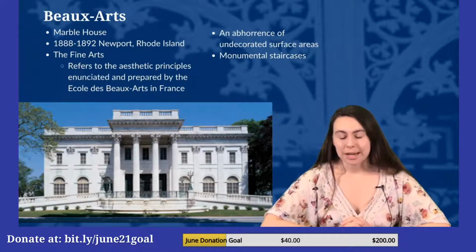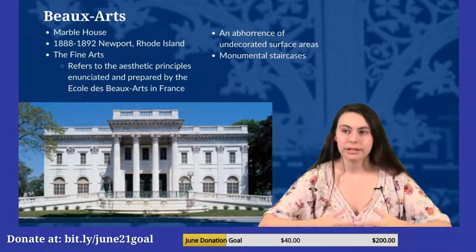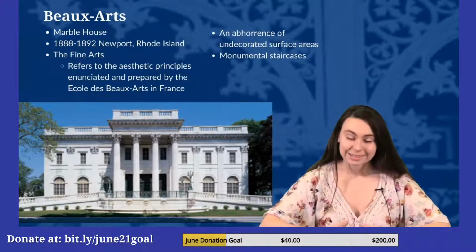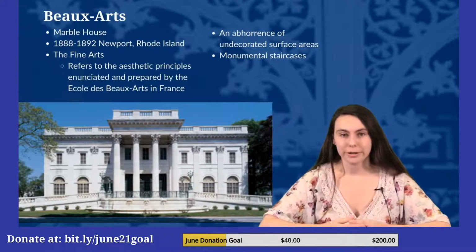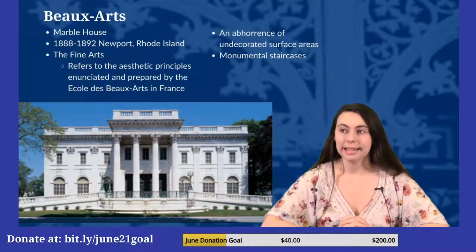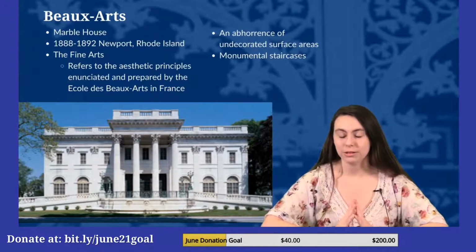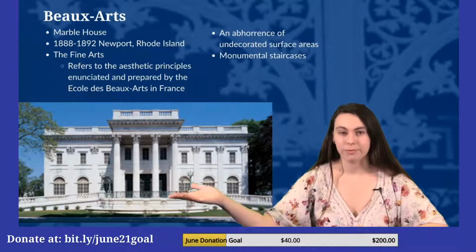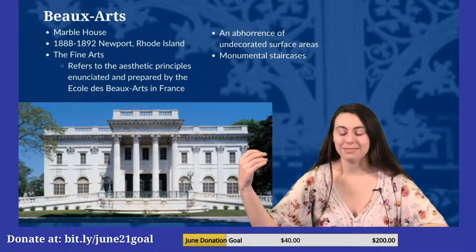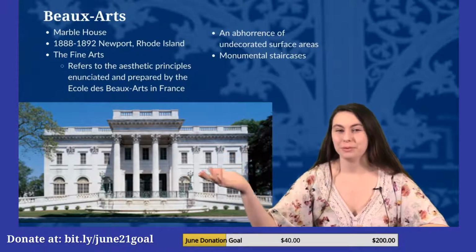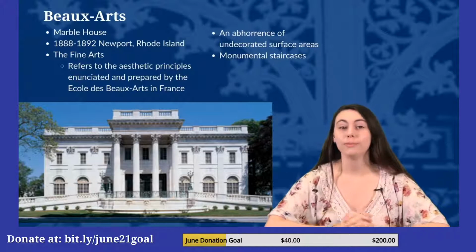And this refers to the aesthetic principles that were enunciated and prepared by the École des Beaux-Arts in France. So there's one school of architecture in France that all of this comes from. They have an abhorrence of undecorated surface areas again, and usually these are also very much defined by their monumental staircases. This is built by one of the Vanderbilts, so they have a lot of money.